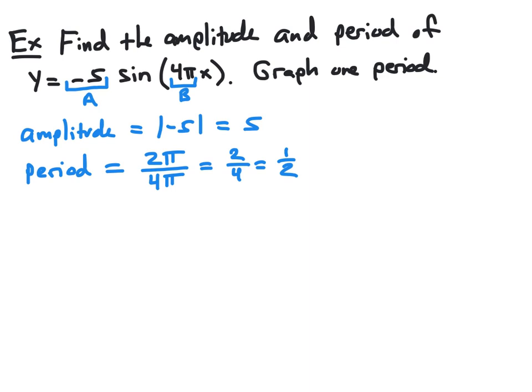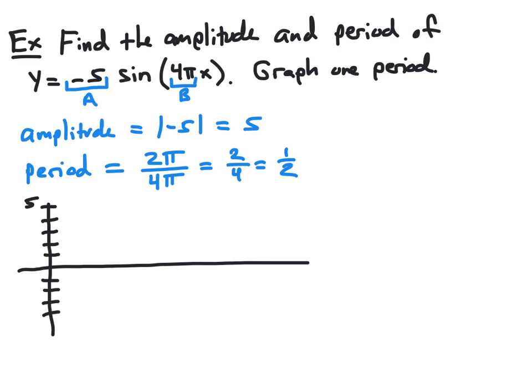Now to graph 1 period of our function, we're going to use the amplitude and period that we just found. So we know that our amplitude is 5, and so we know our graph is going to have a height of 5, so it's going to go up to y equals 5. And similarly, it's going to go down to negative 5. That'll be its min value. And we know the period will be 1/2, and so over here I'm just going to label 1/2. This will be our ending point for our graph.